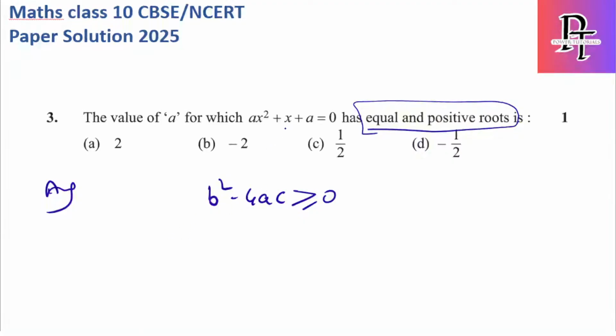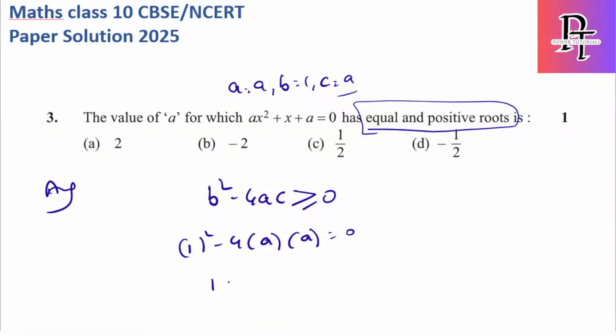So first of all, equate that. Here a value is a, b value is 1 and c value is a. So let's use b square minus 4ac equal to 0. So b square is 1 square minus 4, a value is a and c value is also a. If I write it equal to 0, 1 minus 4a square is equal to 0. So I will get the a value as plus or minus 1 by root 2. Sorry, 1 by 2.